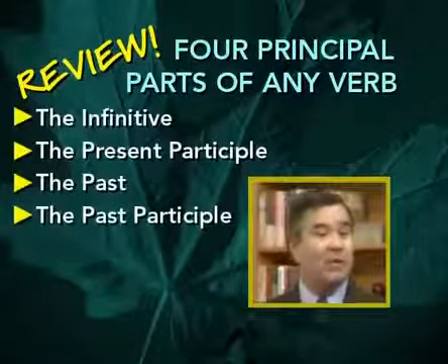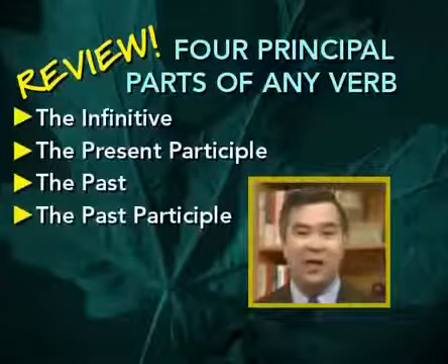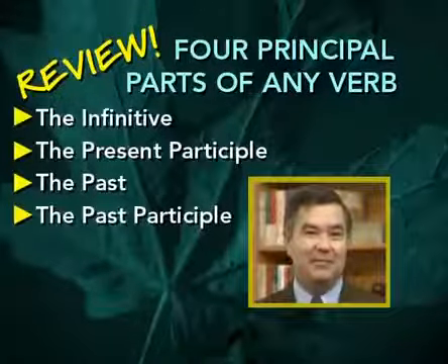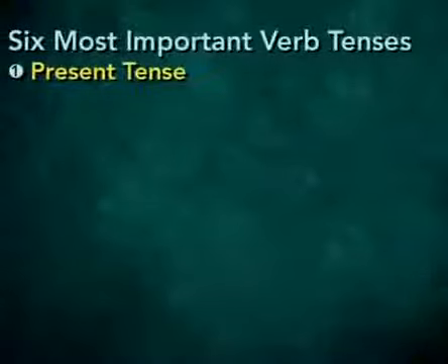And these 4 principal parts are combined in various ways to create verb tenses. Now, there are many verb tenses in English, but the 6 most important are the ones we're going to present to you now. Let's begin with the present tense.